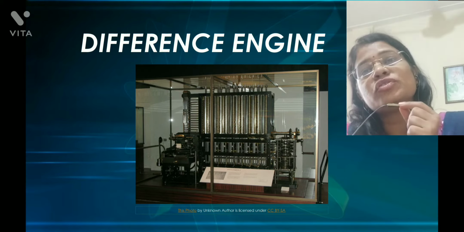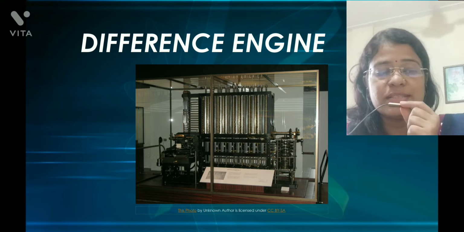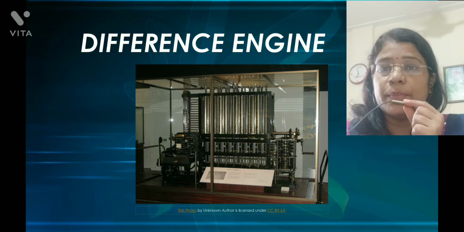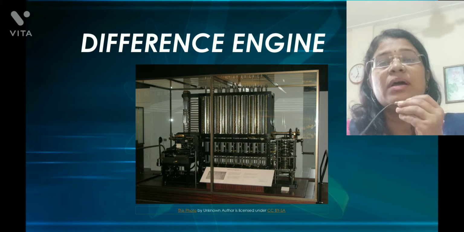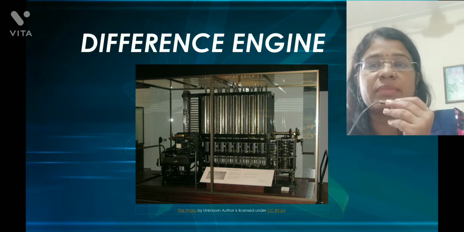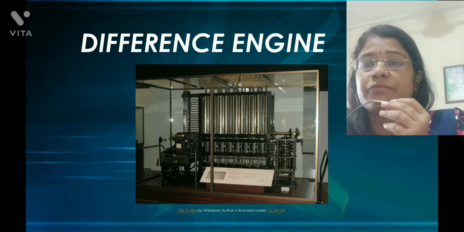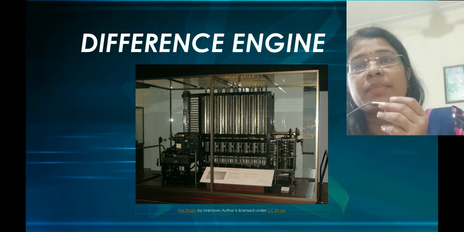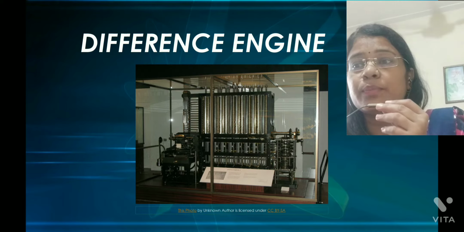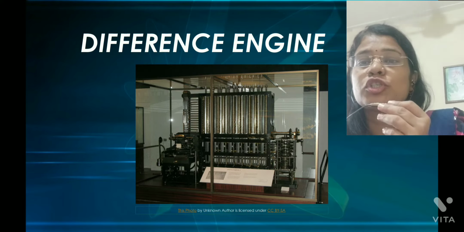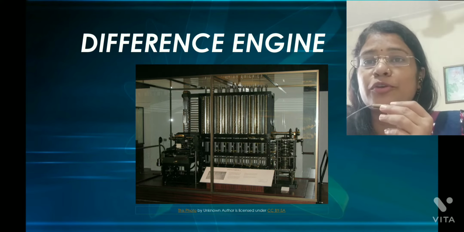So the difference engine was invented by Charles Babbage. He was a British mathematician and invented a working model of a mechanical computer. That is called what? Difference engine. This machine basically had 5 units, that is input, output, store, mill, and control.